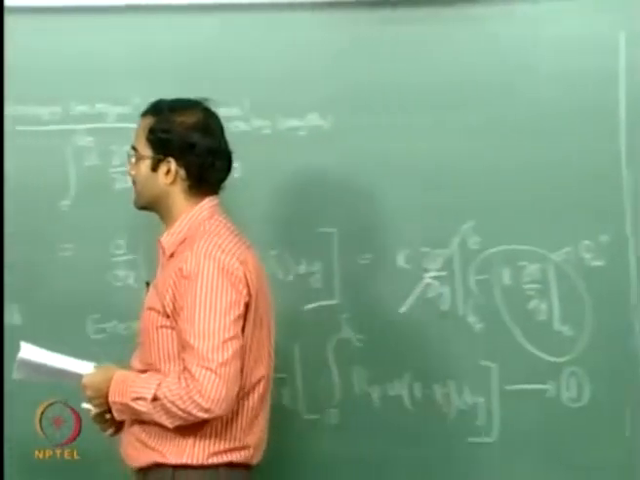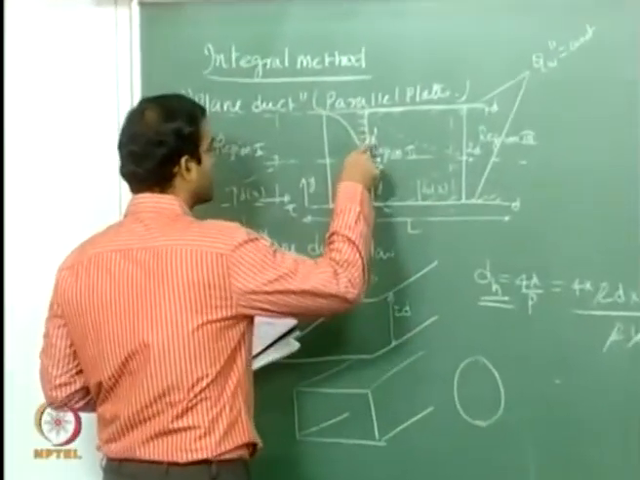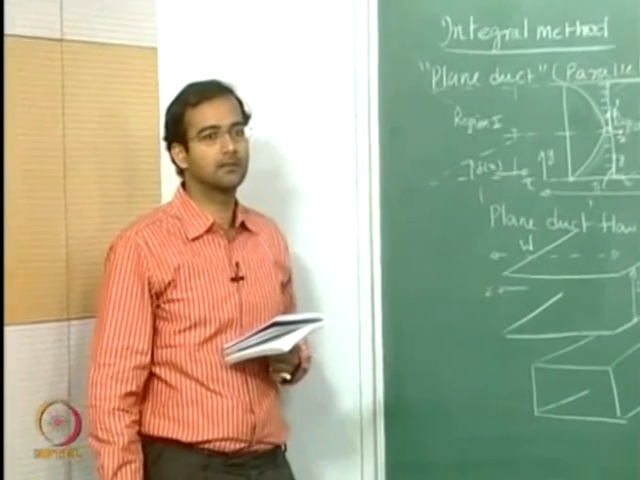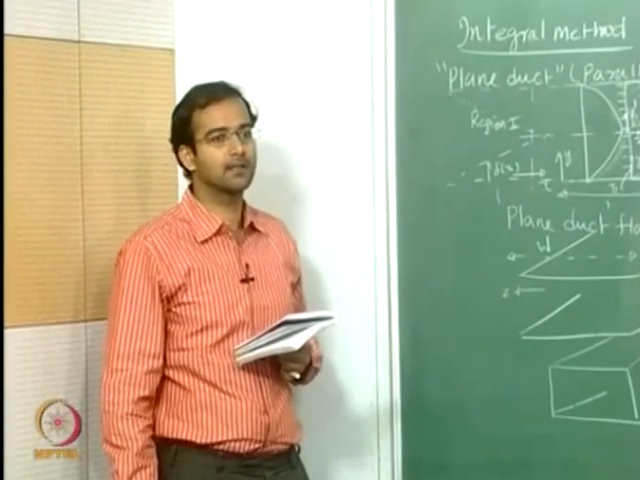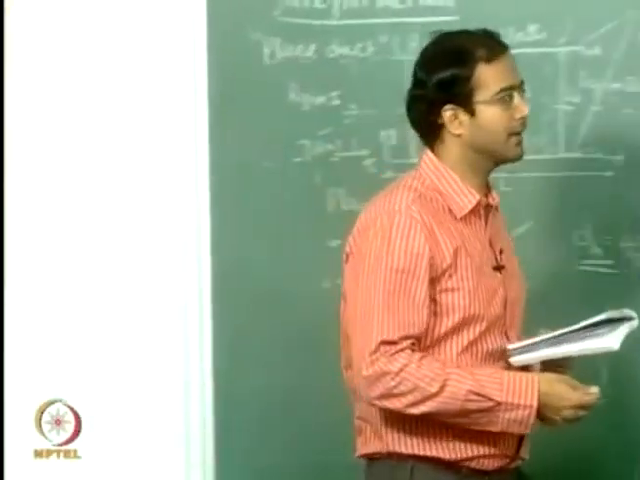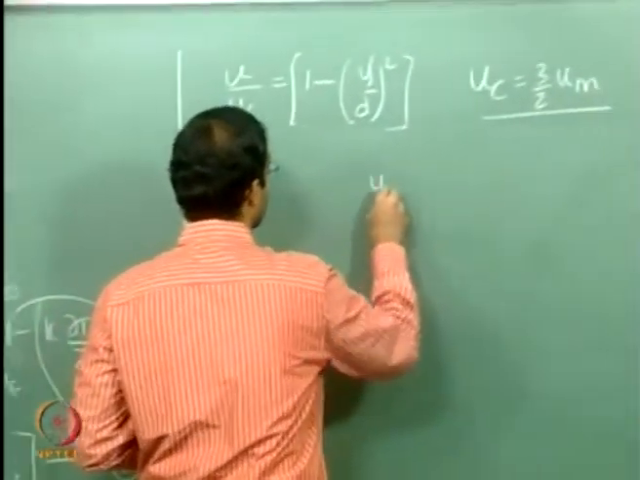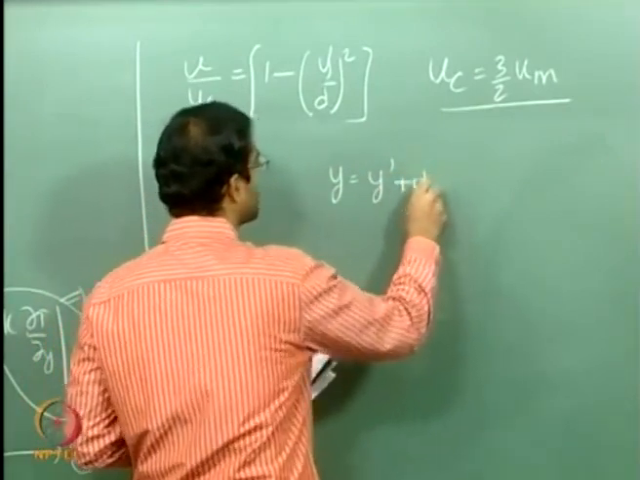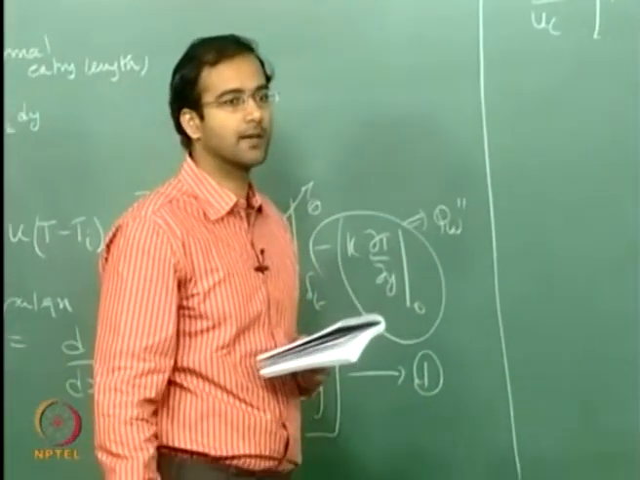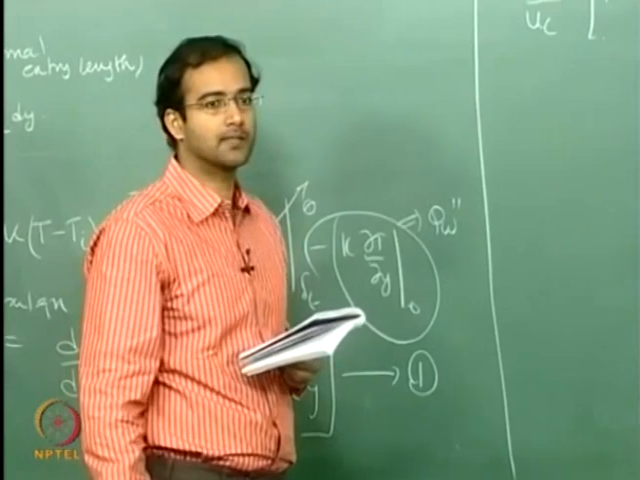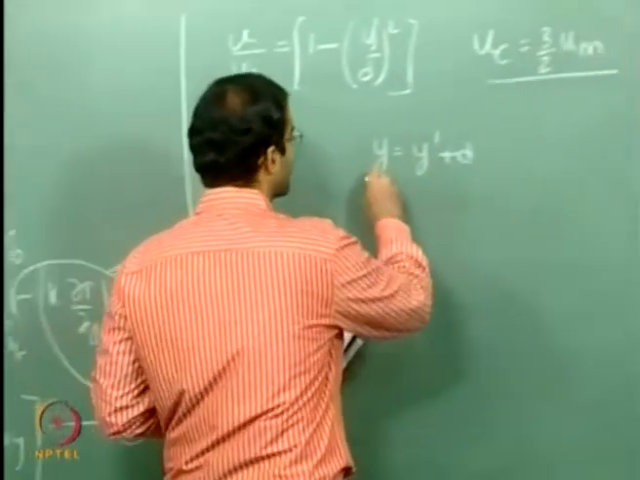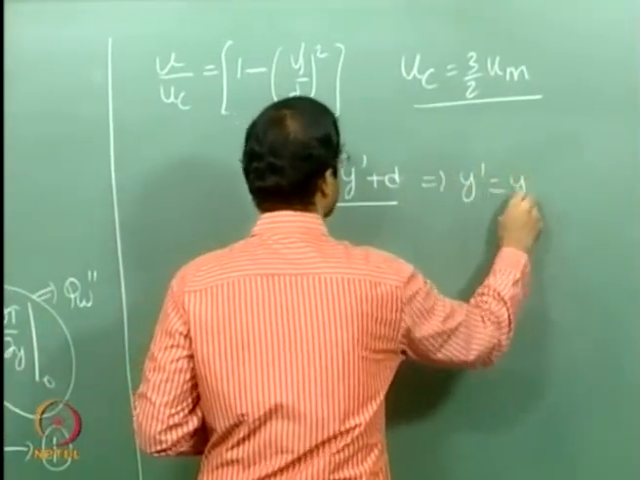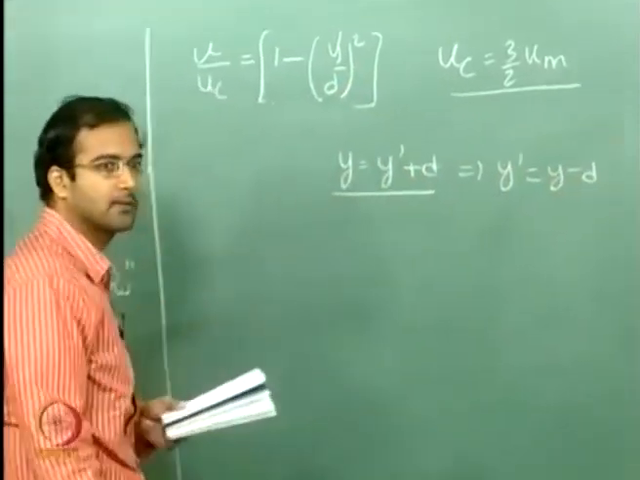So I want a system such that when y prime is equal to 0, then y should be equal to d, and when y prime is minus d, y should be equal to 0. Okay, so therefore y should be equal to y prime plus d. So when y prime is equal to 0, y is equal to d, and when y prime is minus d, y equal to 0. Okay, so this is basically your relation.